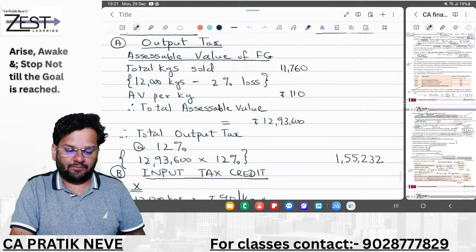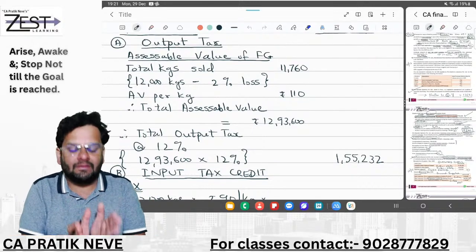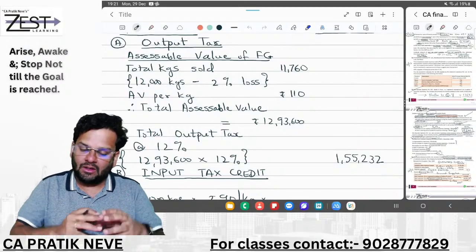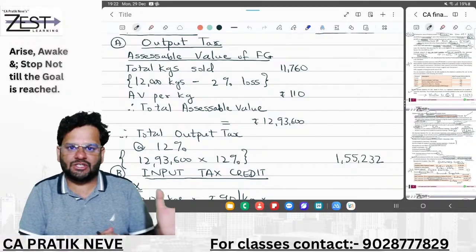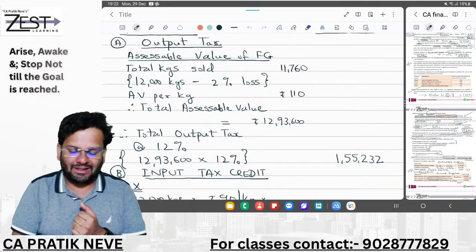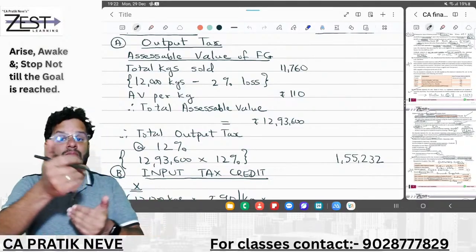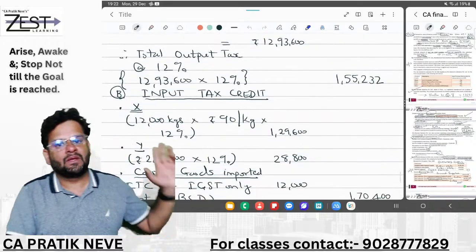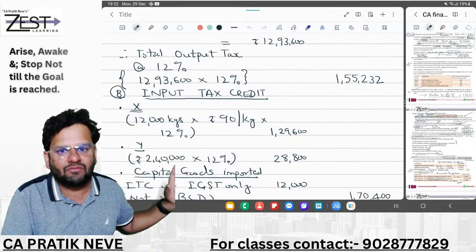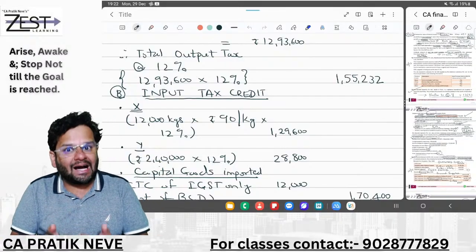Output tax: 12,000 kgs minus 2% loss, 11,760 kgs total sold, into assessable value per kg 110. You are getting 12,93,600. On that, calculate output tax at 12%. You are getting 1,55,232. And then go for ITC.